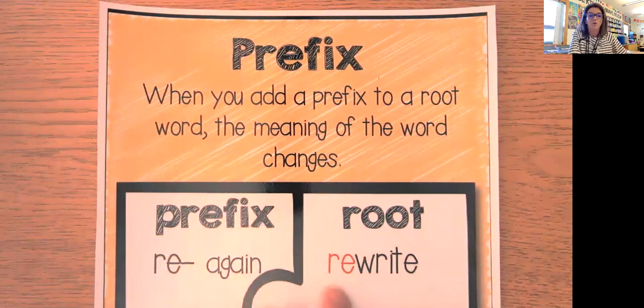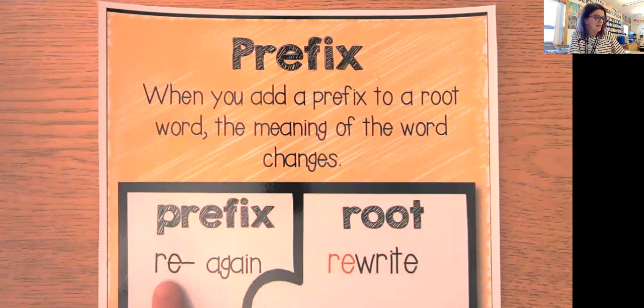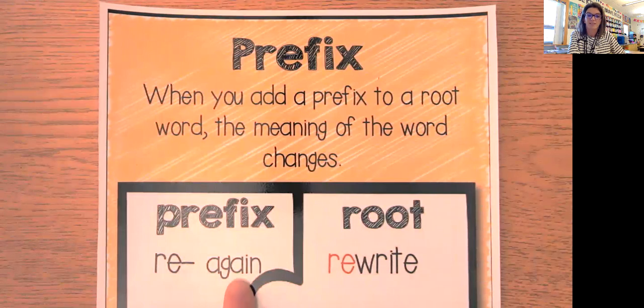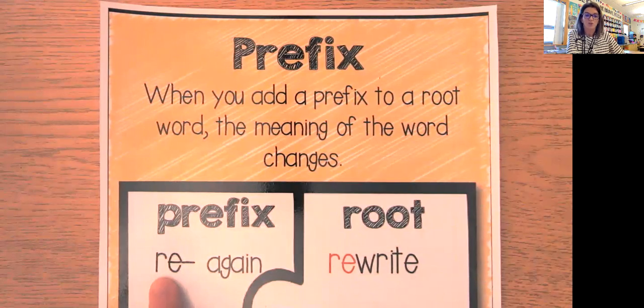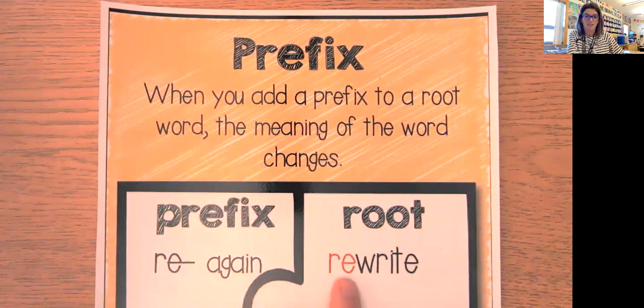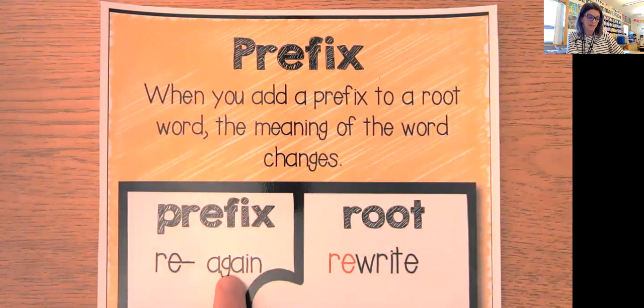There's a whole bunch of prefixes, but today we are only going to learn about the prefix re, which means again. We can add the prefix re to a word to change its meaning. Here's the word write. If we add the prefix re, it becomes rewrite, which means you write again. So whenever we add that prefix re, it gives the meaning again.